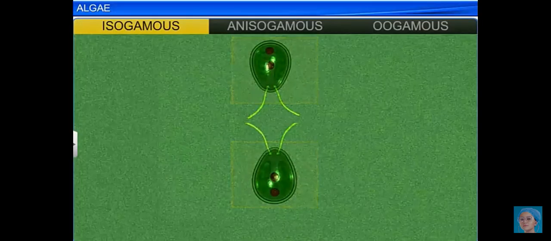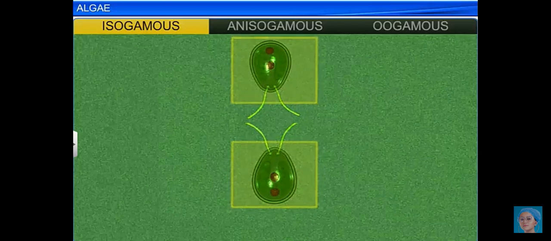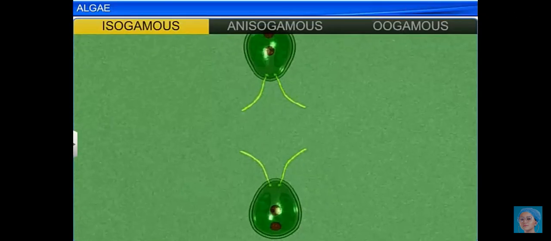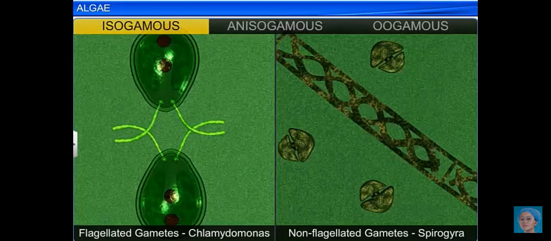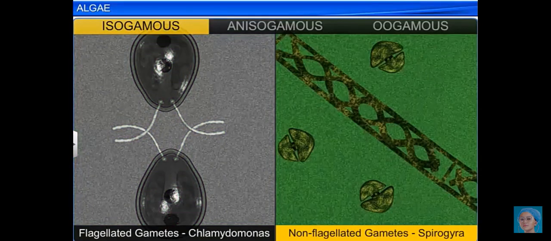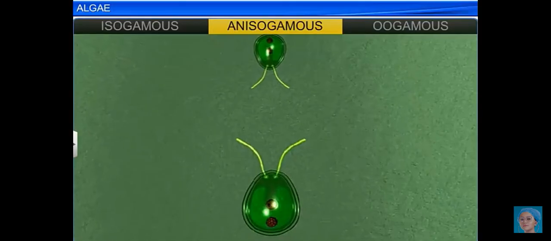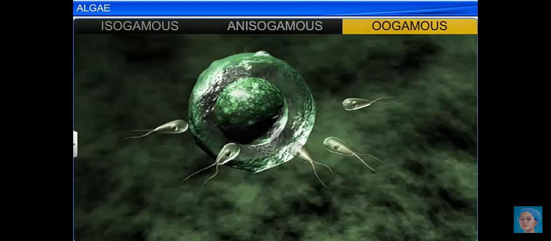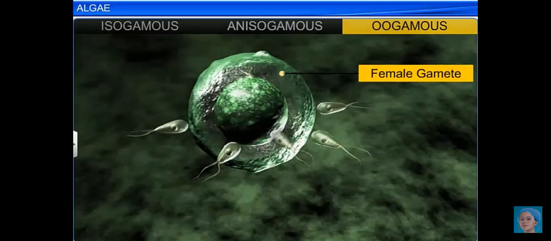When the fusion is between two gametes of similar size, the reproduction is called isogamous. The gametes in this case can be flagellated as in Chlamydomonas, or non-flagellated as in Spirogyra. When fusion takes place between two gametes of dissimilar size, the reproduction is termed as anisogamous. Oogamous is a fusion between a large, non-motile female gamete and a small, motile male gamete.